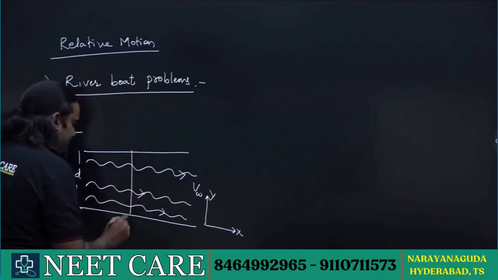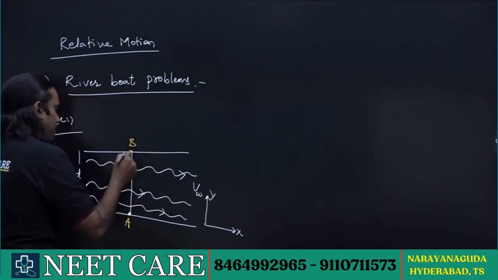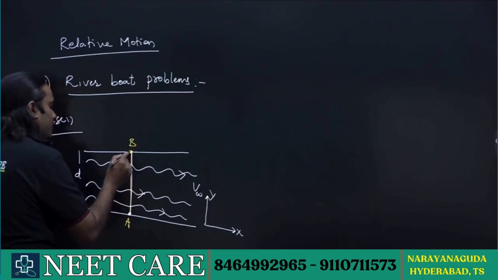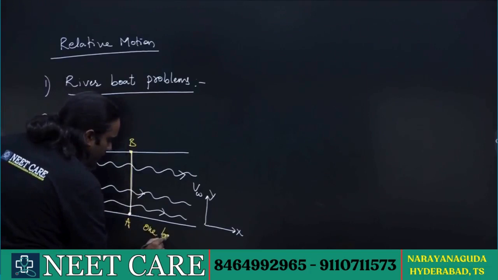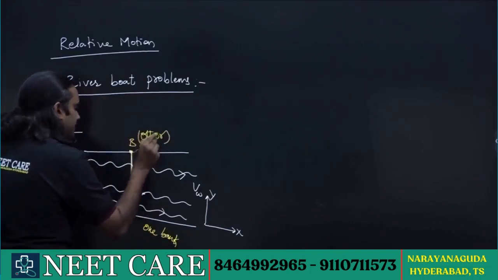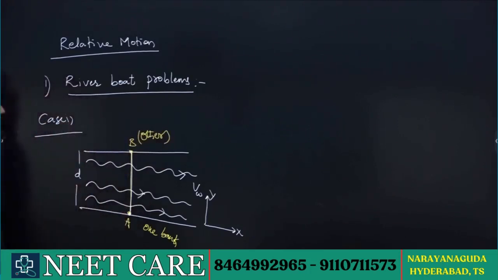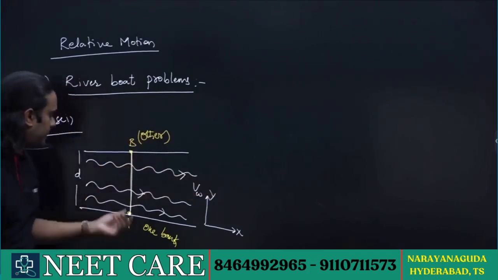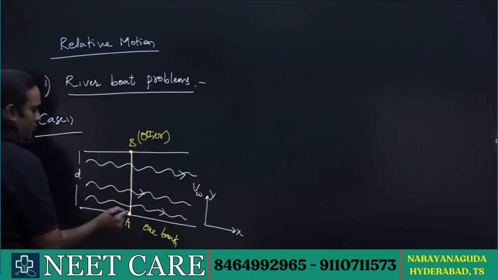Now take this as point A and this as point B. A boat starts at point A and wants to reach point B. Point B is on the other bank of the river, and this is one bank. The target of the boat is to go from point A to point B. Water is flowing along this horizontal direction, and AB is perpendicular to the water flow. The boat wants to go from here to here.